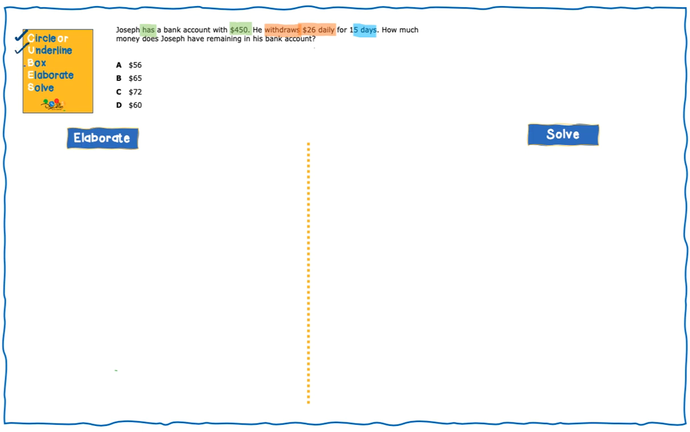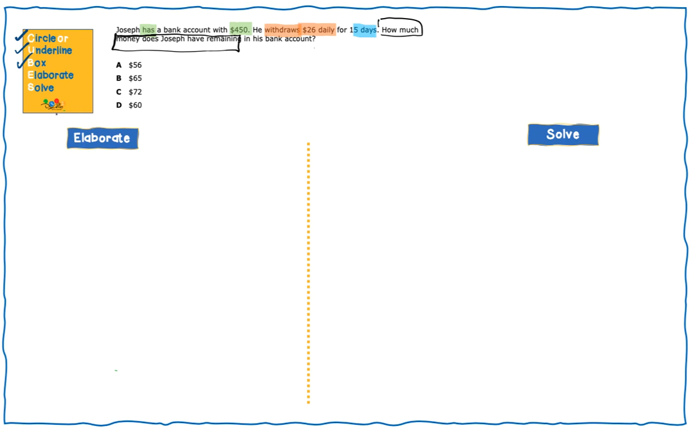My next step is box. So I have to box the question. And the question is, how much money does Joseph have remaining? So I'm gonna say, okay, it's all this, and also up to here, the money that he has remaining. So we're good with box.